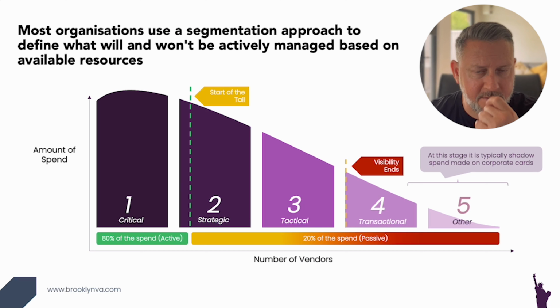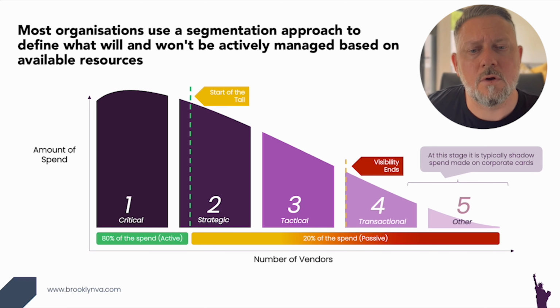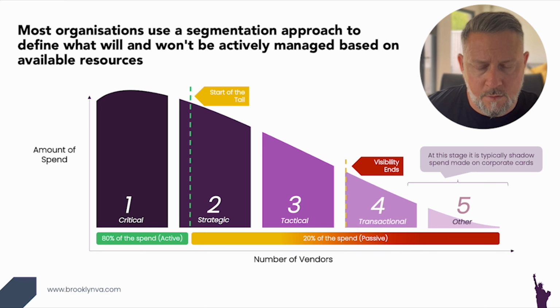The first one being typically how, not necessarily like this visual, but how most organisations segment their vendors. A lot of organisations will look at the suppliers that they use in their supply chain and look at them from what are the most critical or high risk, all the way through to strategic, tactical and into a transactional group. And they then break that into buckets of what are we going to actively manage and what are we going to reactively or passively manage.